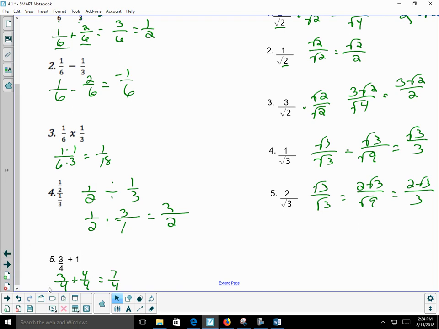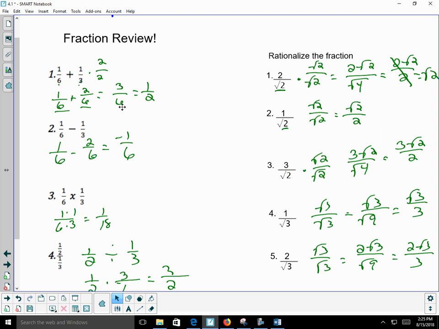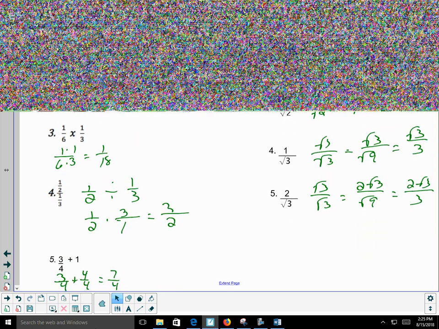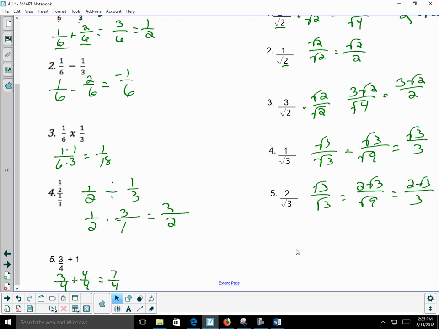The last one, 3/4 plus 4/4, I get 7/4. In trig, we leave them as improper fractions. We do not change them into mixed numbers. So even though the numerator is larger than the denominator, that's okay. I leave it like that. Now, in a case like this, when it was 3/6, I still have to put it in lowest terms. But if it's an improper fraction, it's going to be easier for me to just leave it as an improper fraction.